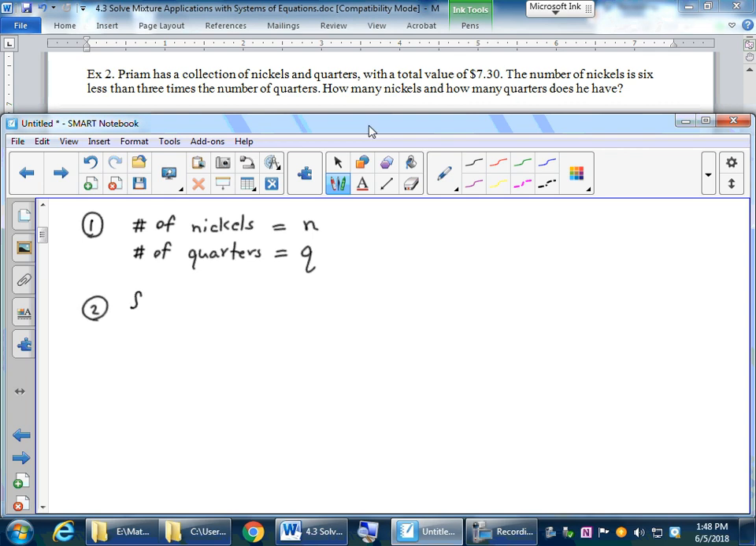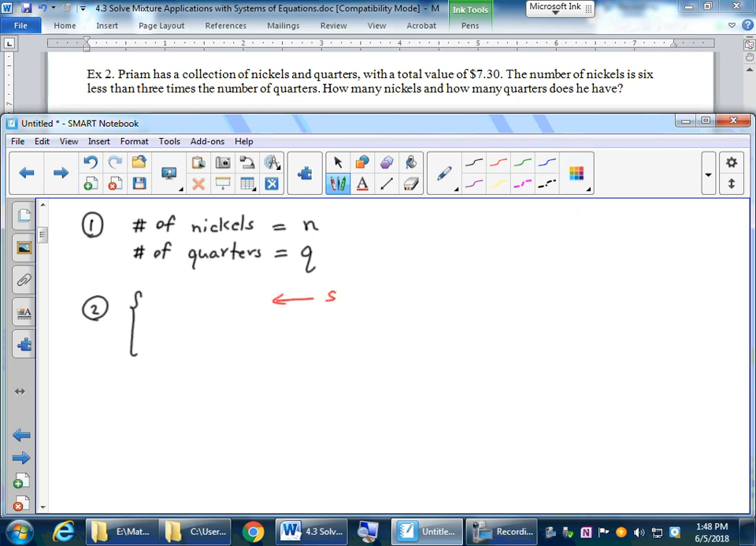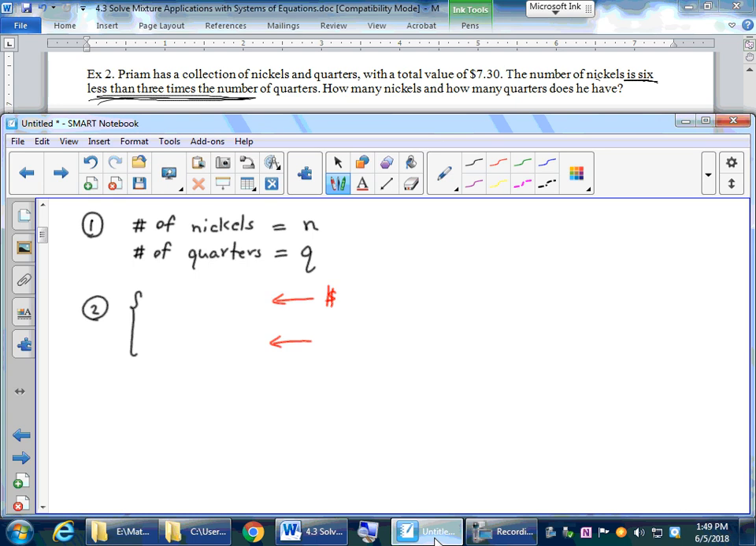Second step, setting up equations. It said that the total dollar amount of this collection is $7.30. So one of the equations that I can set up is on the dollar amount. And there's another statement in the second sentence that tells you there is a relation between the nickels and the quarters, the numbers of it. So that means we can set it up on the quantity part, the number of coins.